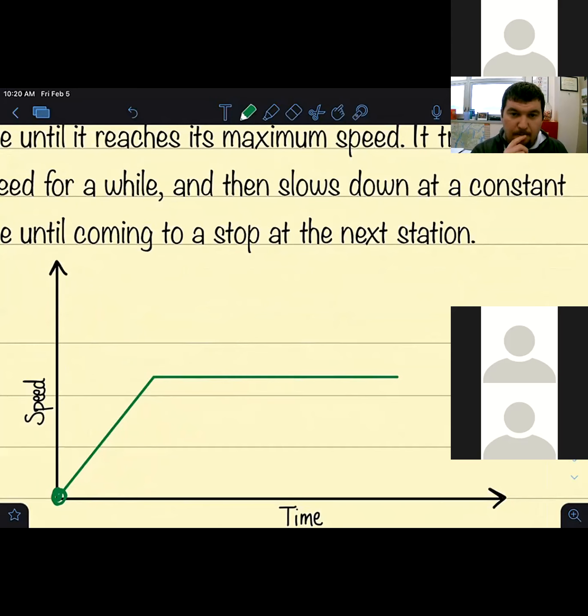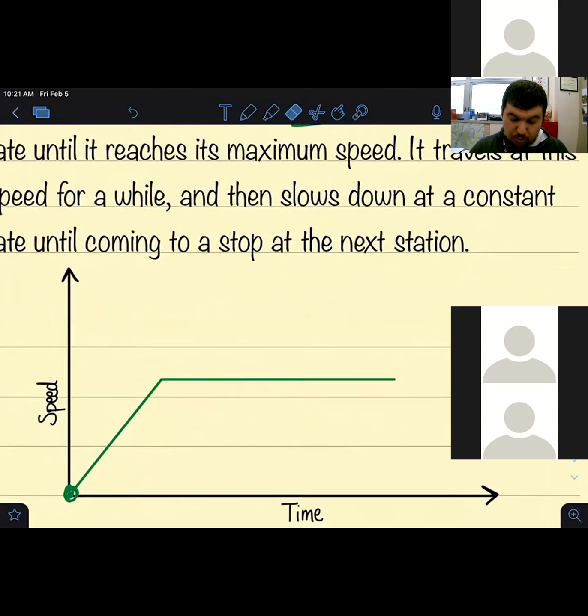Remember, we talked about if this said distance over here, a flat portion of your graph means that you're not moving. But if it says speed over here, a flat portion of your graph means that you are just keeping that same speed. And so we are still moving. We're just not gaining any more speed or losing any speed.